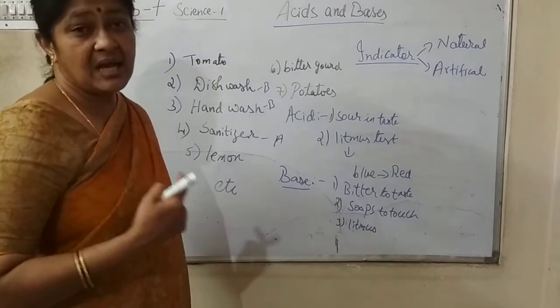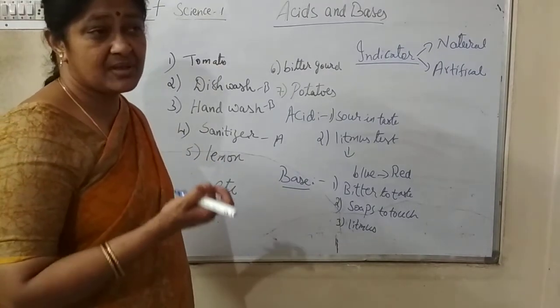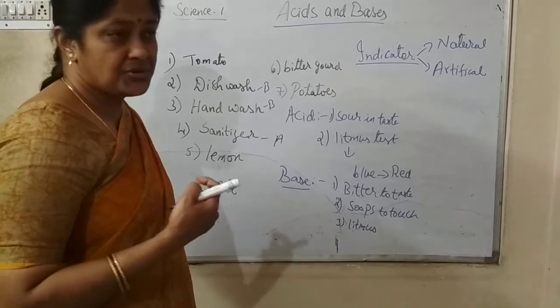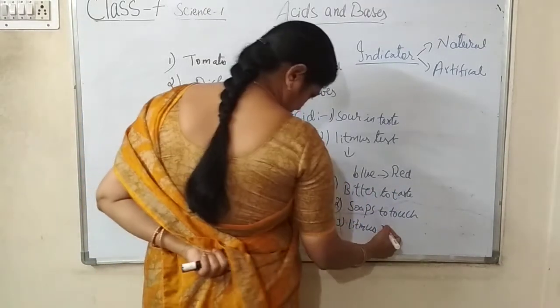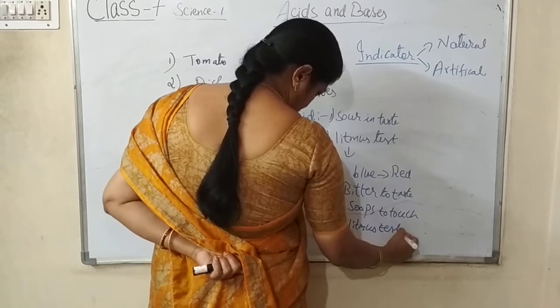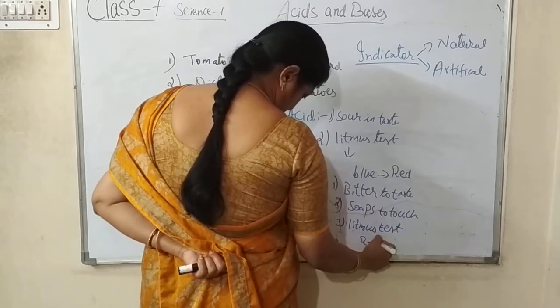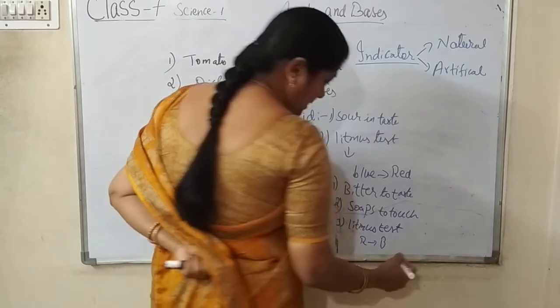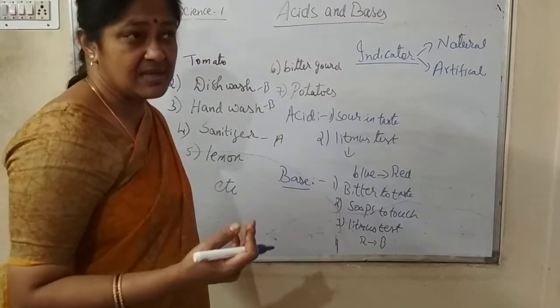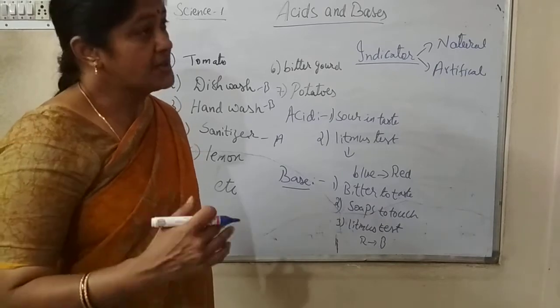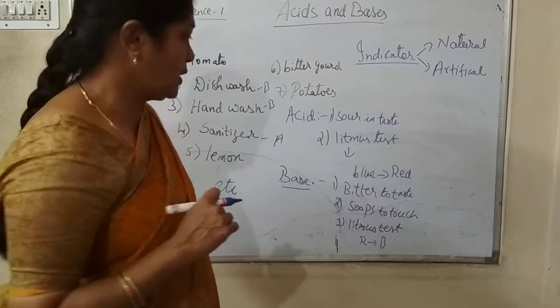This, in general, is about day-to-day life applications, whatever the things that we eat. In general, we are talking about this. So, litmus test. Bases turn red litmus to blue in color. If a particular substance is a base, what does it do? It turns red litmus to blue in color.